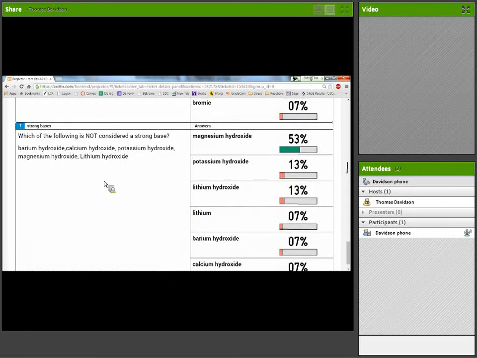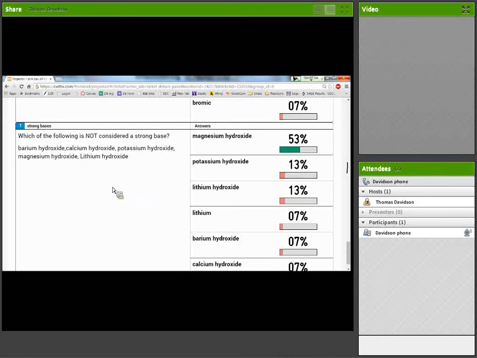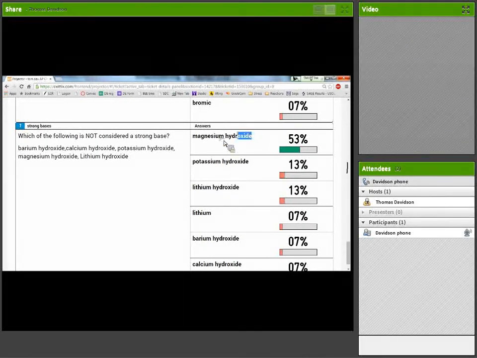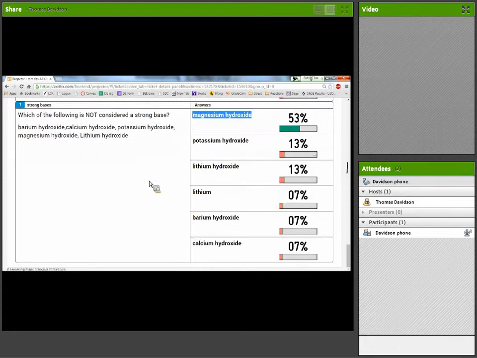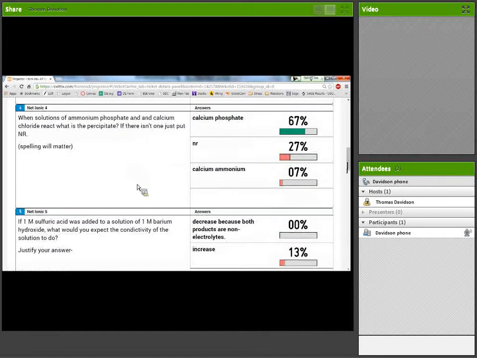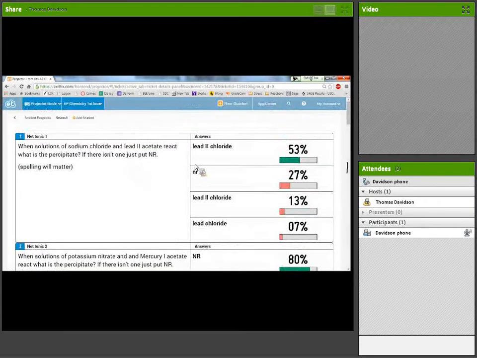Number 7, which is not considered a strong one, it is magnesium hydroxide, because strong bases live in family 1 or the bottom 3. We ignore radium, so CaSrBa. Did anyone spell magnesium wrong? Nope. I don't know how. It happens. Okay, overall, especially if we have this one fixed up and a couple others, I thought we did just fine.